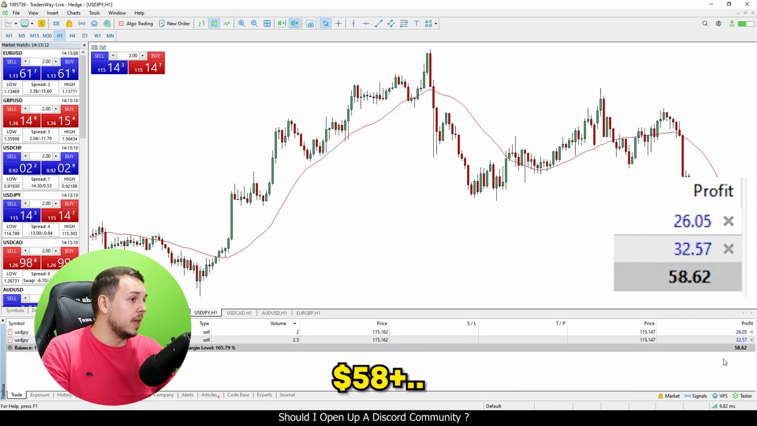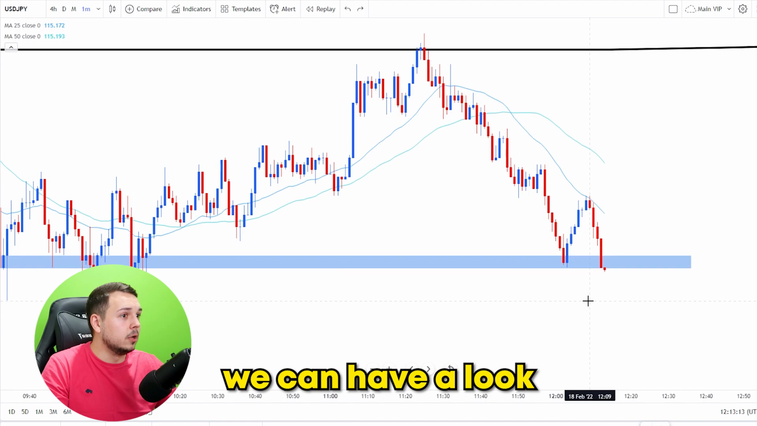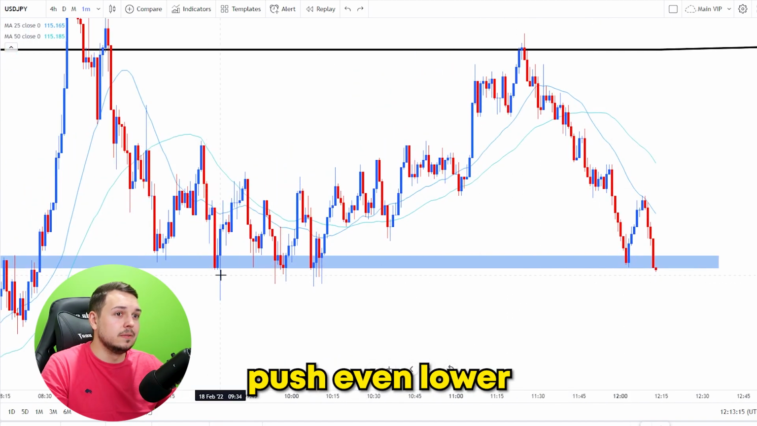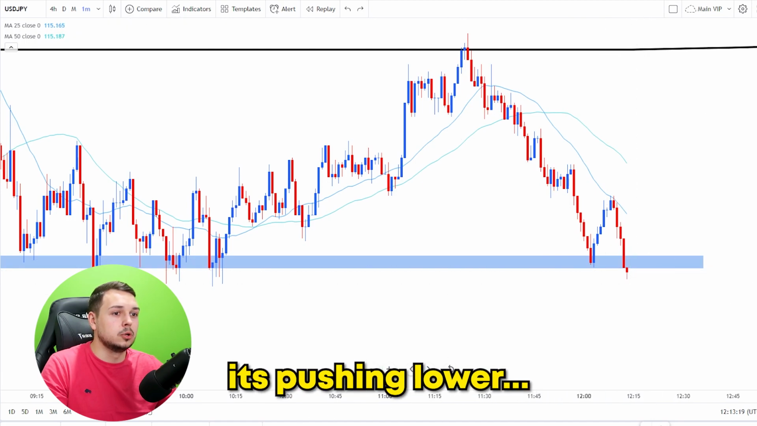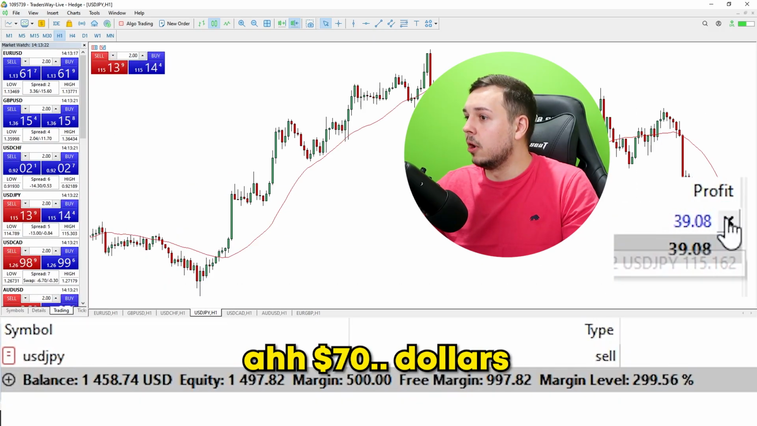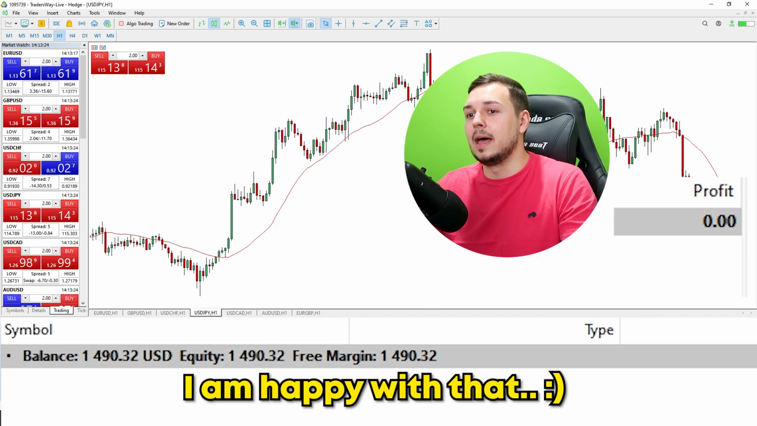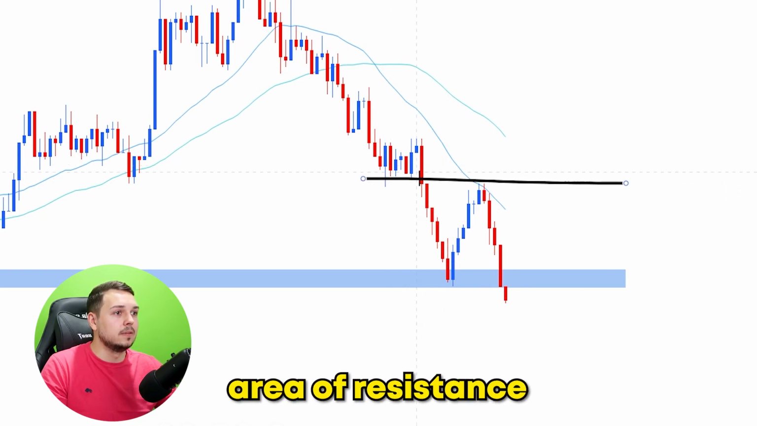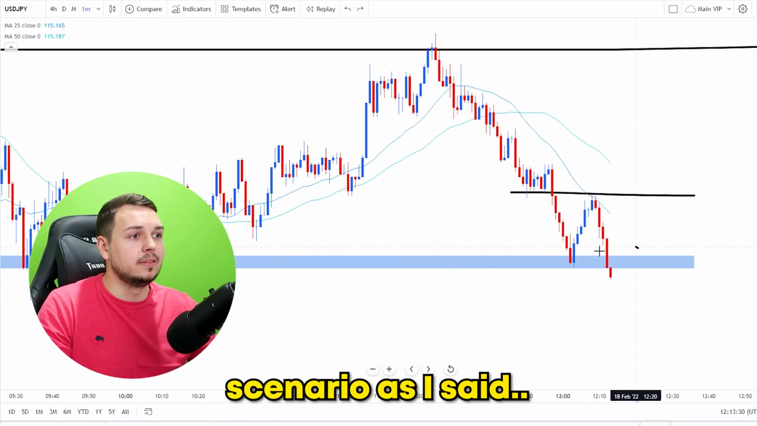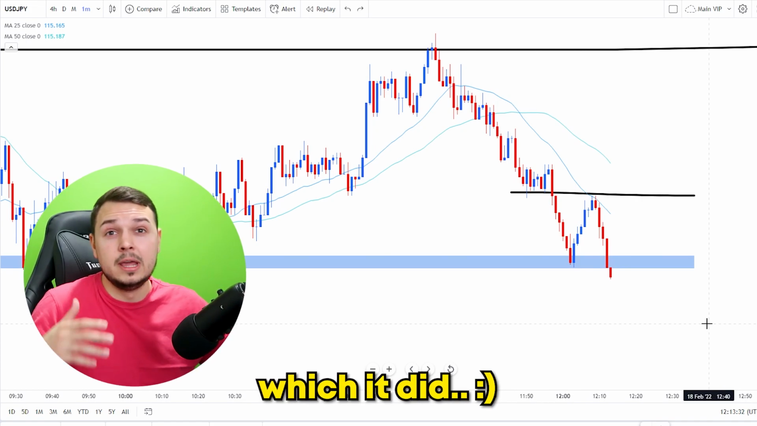As you can see, 58. We can have a look. Probably it's going to push even lower actually, but just in case, I'm going to close off. There we go. It's pushing lower. $70. There we go. I'm happy with that. And as you can see, patience does pay. As you can see, area of resistance, push exhaustion push scenario. As I said, it's going to break this area zone, which it did.